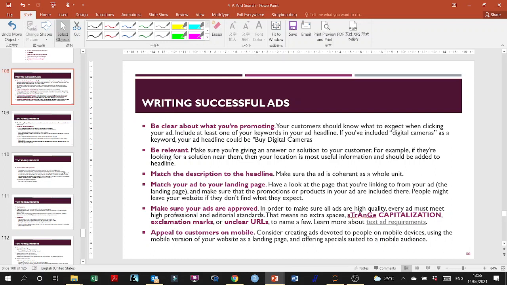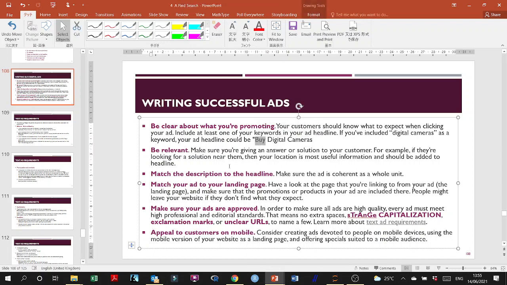Writing successful ads. First of all, be clear. Please understand what Be Clear is. If you've included digital cameras as a keyword, your ad headline should say buy digital cameras and have buy as a call to action. Be relevant, I explained it. Match the description, of course.